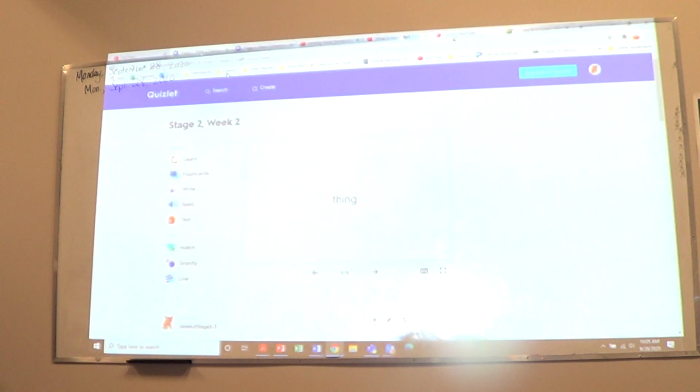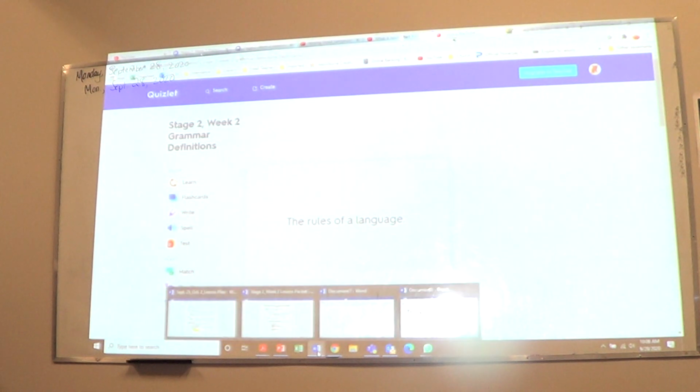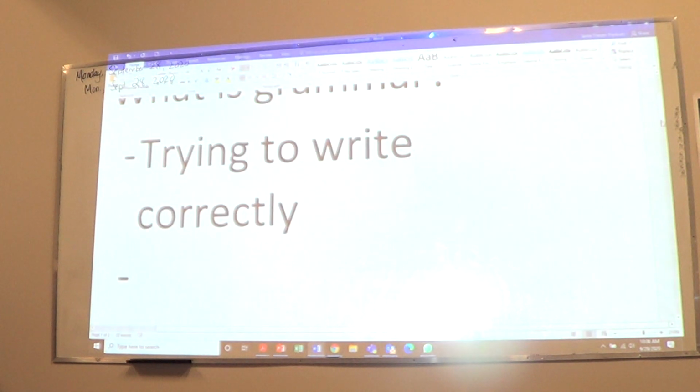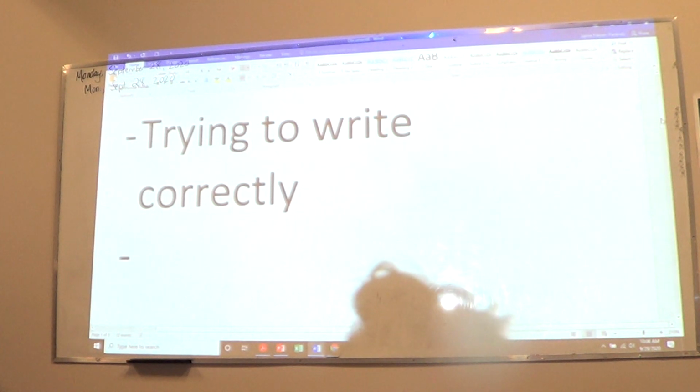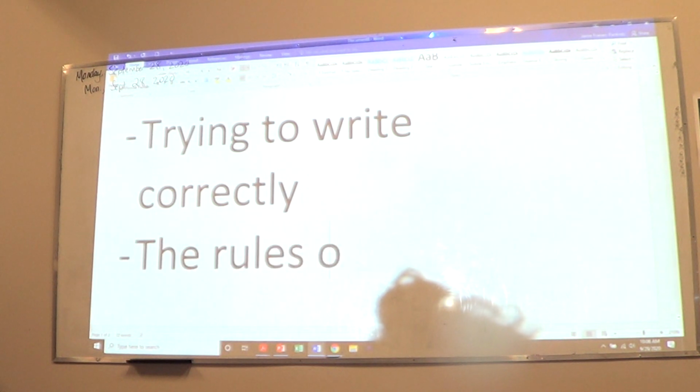So let's take a look and see what your Quizlet card is going to say. The rules of a language. Yeah. Grammar is the rules of a language. So every language has a grammar attached to it. And that's why it's so hard to learn another language, because everyone's rules are different. All right. Good. So it's trying to write correctly. Grammar is the rules of a language.